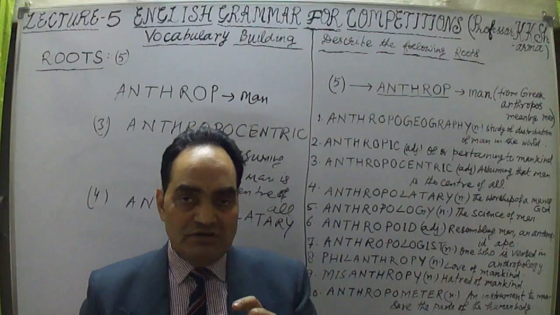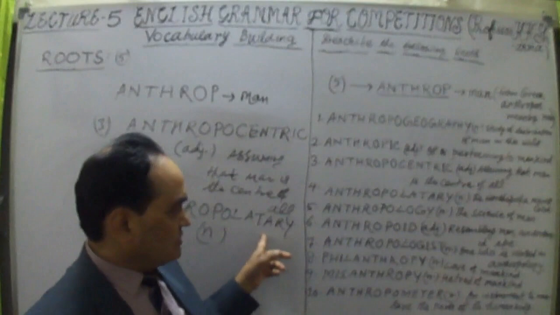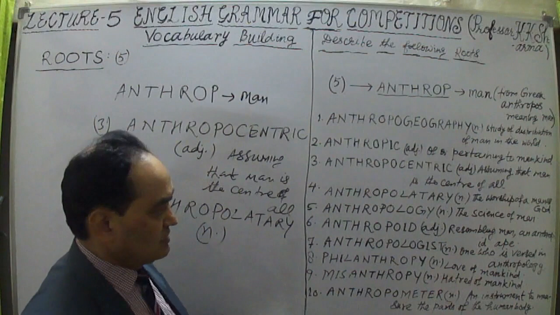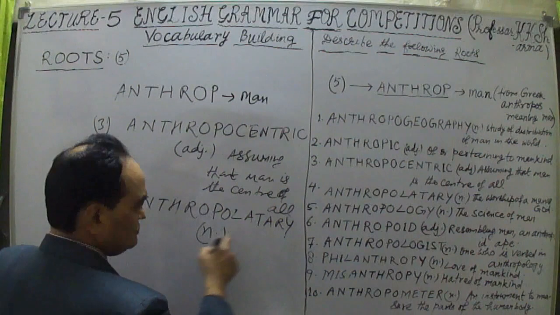Similarly, anthropolatry means worshipping man. Worshipping of man is anthropolatry. In idolatry, the idol means a statue, but anthropolatry is when we are worshipping a man, the worshipping of a man as God. Idolatry, anthropolatry, like this. Anthropolatry means worshipping man.